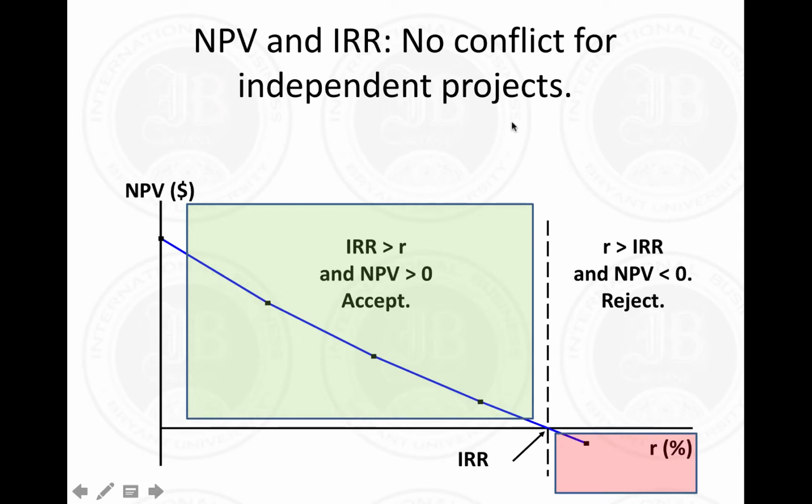When two projects are independent, no problem, NPV and IRR are exactly the same. If the IRR is greater than R and the NPV is greater than 0, we accept. Not going to be any problem. And again, if the R is bigger than the internal rate of return and NPV is negative, we reject.